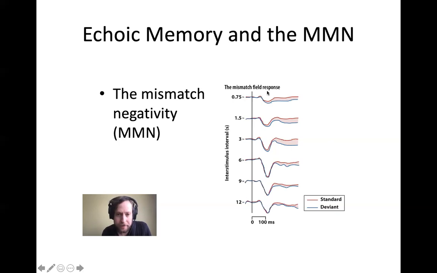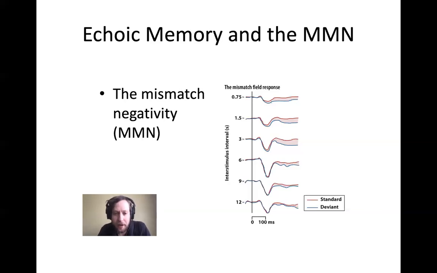magnetoencephalography. We've usually talked about this with respect to EEG, using electroencephalography, but they're really the same. There's really not a whole lot of difference between them. But we're looking at the mismatch negativity, or synonymously called the mismatch field response. To remind you how this is an event-related potential: there's a standard and a deviant stimulus. The standard stimulus might be the syllable ba, and the deviant might be the syllable da.